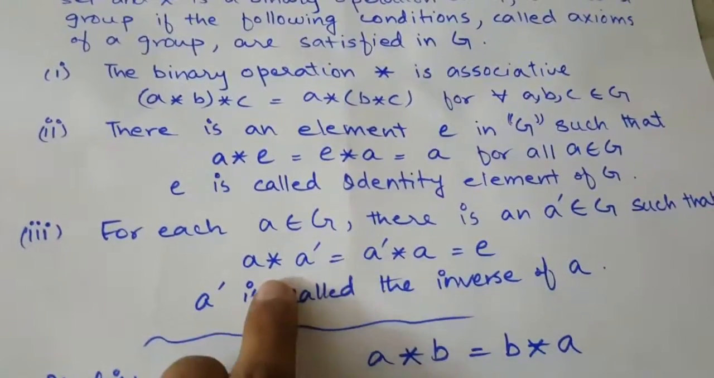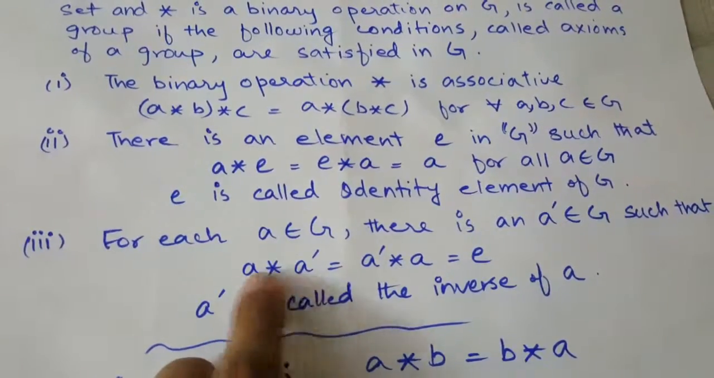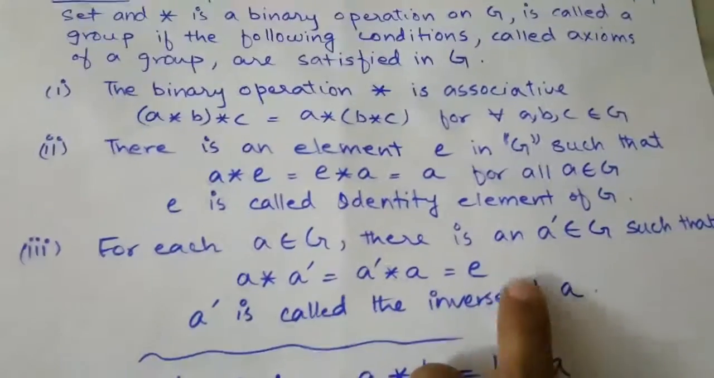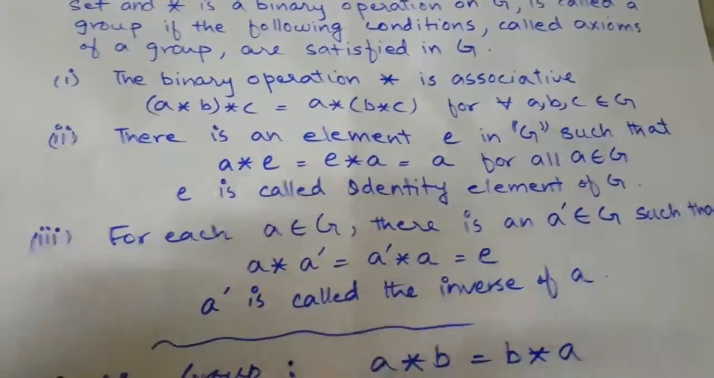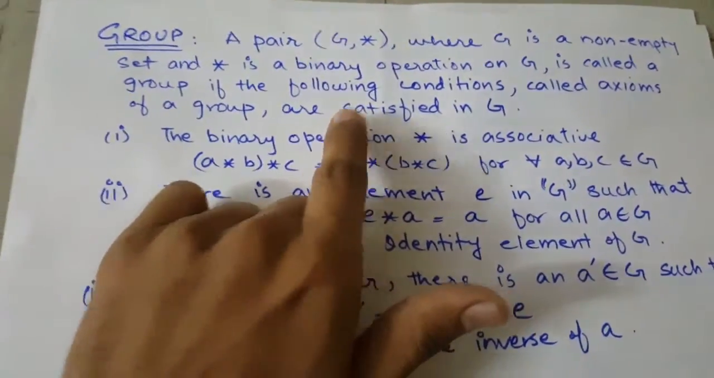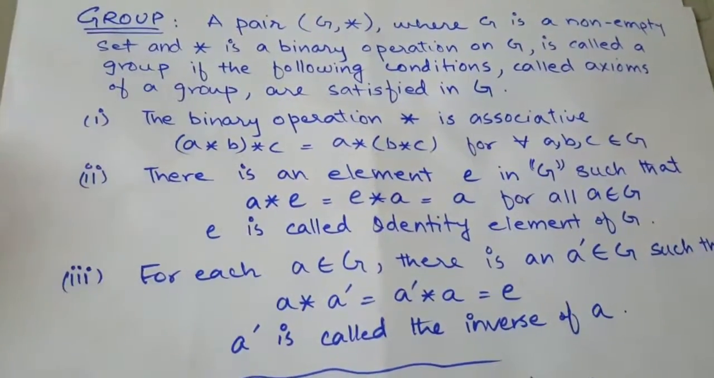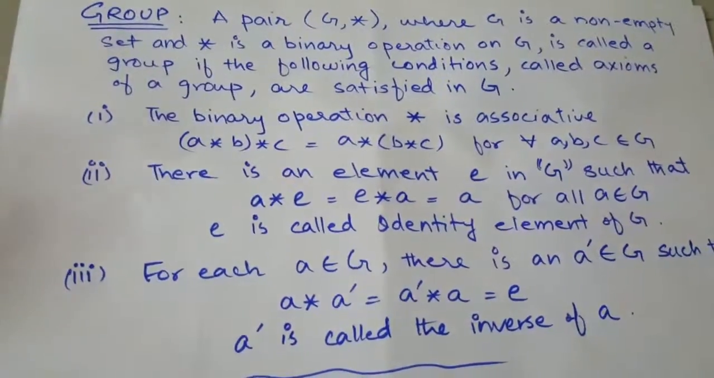So every element a must have an element a inverse such that after combining under some operation, it gives you the identity. That is called the inverse of that element. If these three conditions hold with the closeness property, we say that the set is called a group under that operation. It may be addition or it may be multiplication.